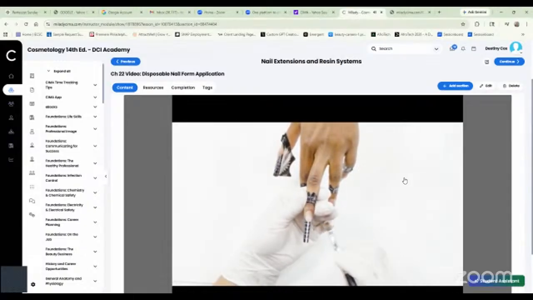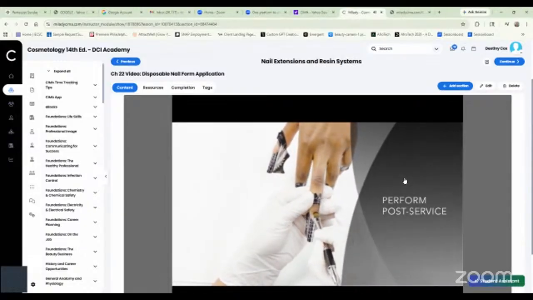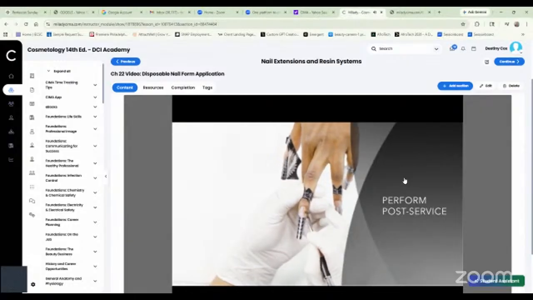When your service is complete, always perform the post-service steps. Don't forget to thank your client for coming to you for the service.